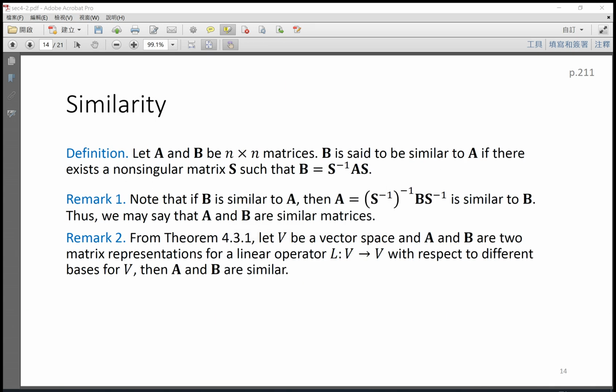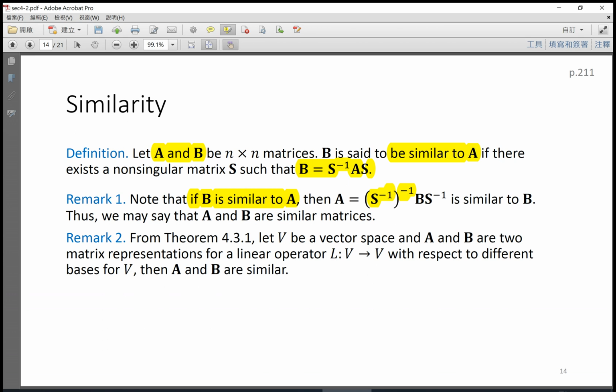Next, we introduce the concept of similarity. Let A and B be two square matrices of dimension n times n. B is said to be similar to A if there exists a non-singular matrix S such that B equals S inverse times A times S. We have the following remark. If B is similar to A, then A is also similar to B, because A can be written as the inverse of S inverse times B times S inverse, and because S inverse is also non-singular, A is similar to B.